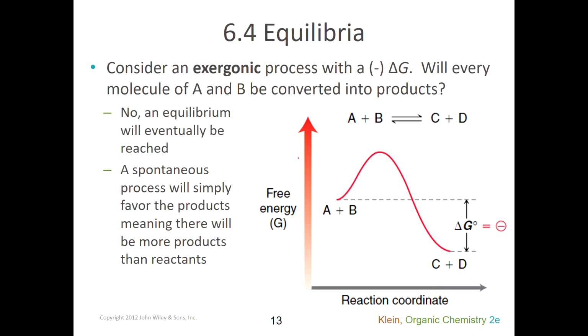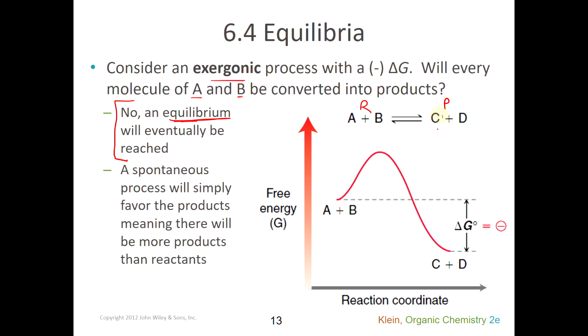So if I have an exergonic process, will every molecule of A and B, will every molecule of reactants be converted into products? The answer is no. We know that from Gen Chem 2. Any process will eventually reach some kind of equilibrium. The equilibrium might be close to a 50-50 ratio of reactants and products, but if you remember from Gen Chem 2, there weren't many examples like that.